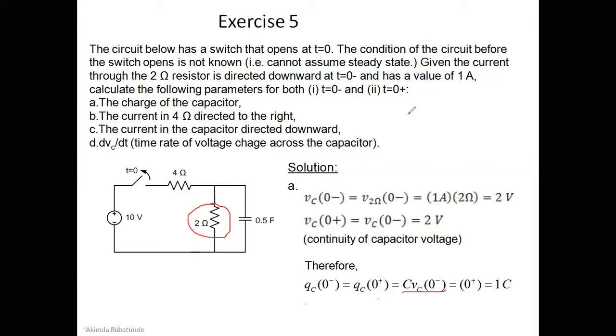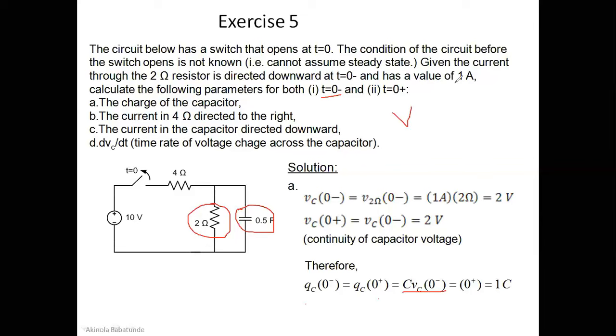Since we know that our I of 0 minus is equal to 1 ampere, keep that somewhere. So we can find VC of 0 minus right now, just before, because we want to deal with t equal to 0 minus. VC of 0 minus would be equal to V2 ohms of 0 minus. So VC here will be equal to V across the 2 ohms here. Why? Because these two are connected in parallel, and for parallel connections, the voltages are expected to be the same. So the V across these 2 ohms will be the V across this particular capacitor here. If you want to find the V across 2 ohms, that's going to be pretty easy.